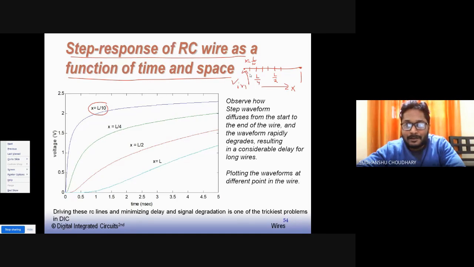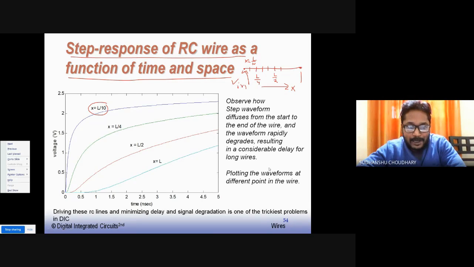And long wires, this problem you will observe mostly in the long wires. At the end of the wire, signal will be degraded, and this will represent in considerable delay. So for long wires, the delay will be more. That is, signal will also be distorted more.